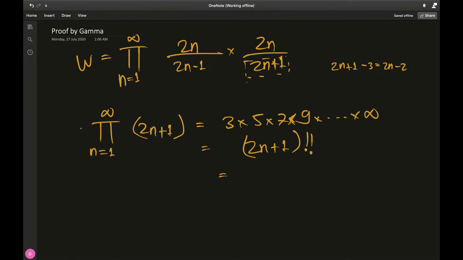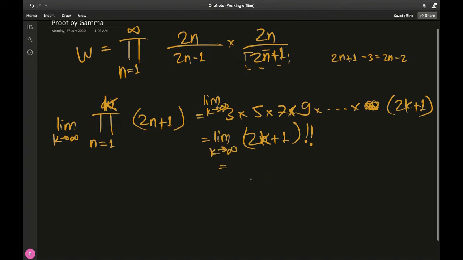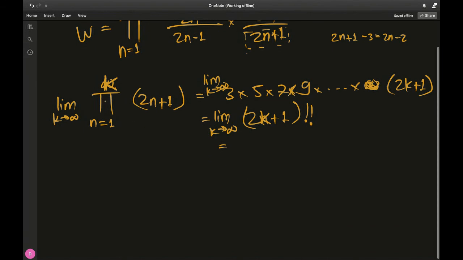To be precise, let's actually represent this as a limit as k goes to infinity. So we can have k on top, just for better mathematical proving. So the last term will not exactly be infinity, it will be 2k plus 1 in the limit that k goes to infinity. Subtle difference there. So this is 2k plus 1 double factorial in the limit that k goes to infinity. So effectively there are k number of terms, right? Because the upper bound is k, so k number of terms.